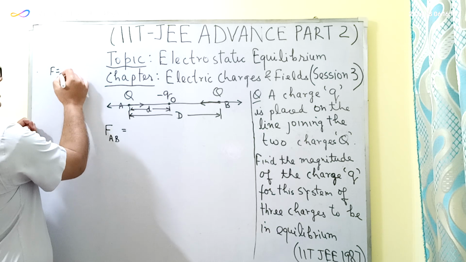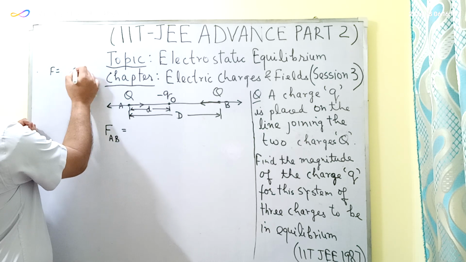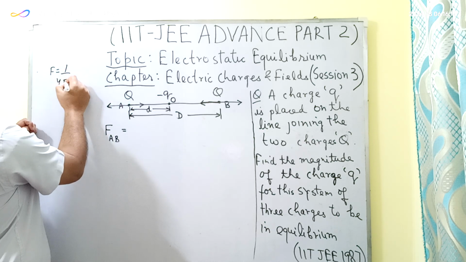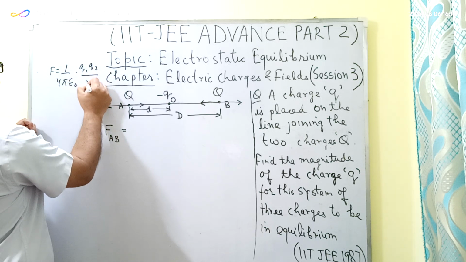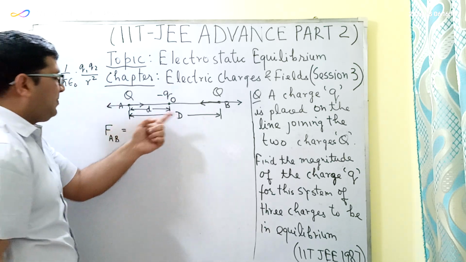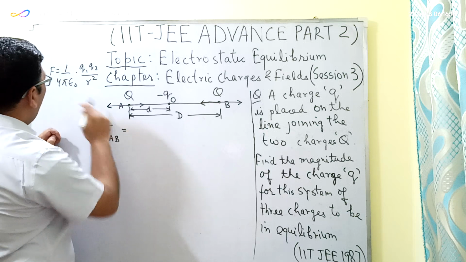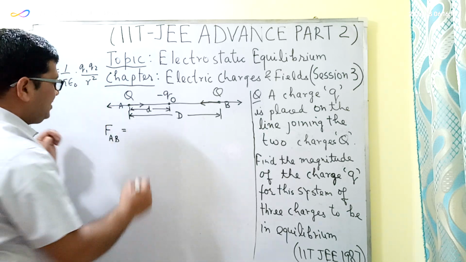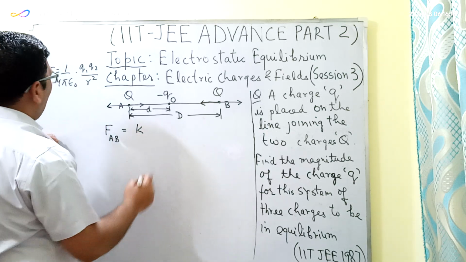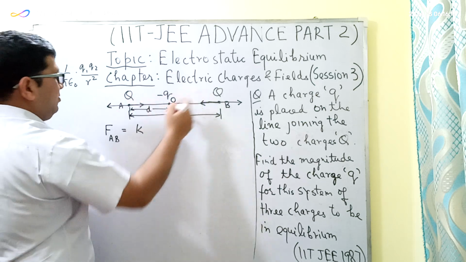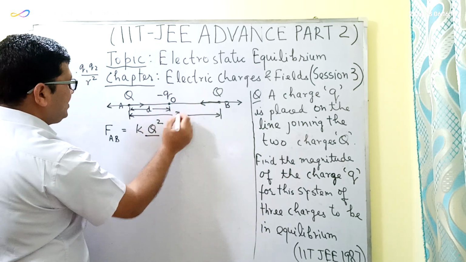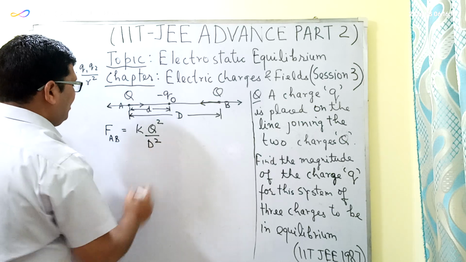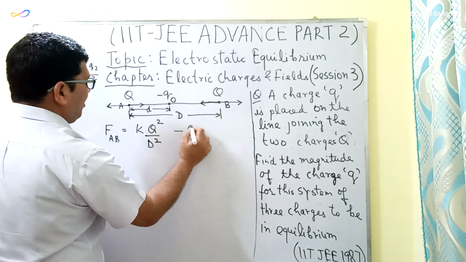This will be equal to, you know the formula for the electrostatic force, F is equal to 1 by 4 pi epsilon naught into Q1 Q2 divided by R square, where R is the distance separating them. So I will be taking 1 by 4 pi epsilon naught as a constant K, and the magnitude of these two charges is Q, so this will be equal to K Q square divided by the distance between them, that is D square. So this is the first equation.